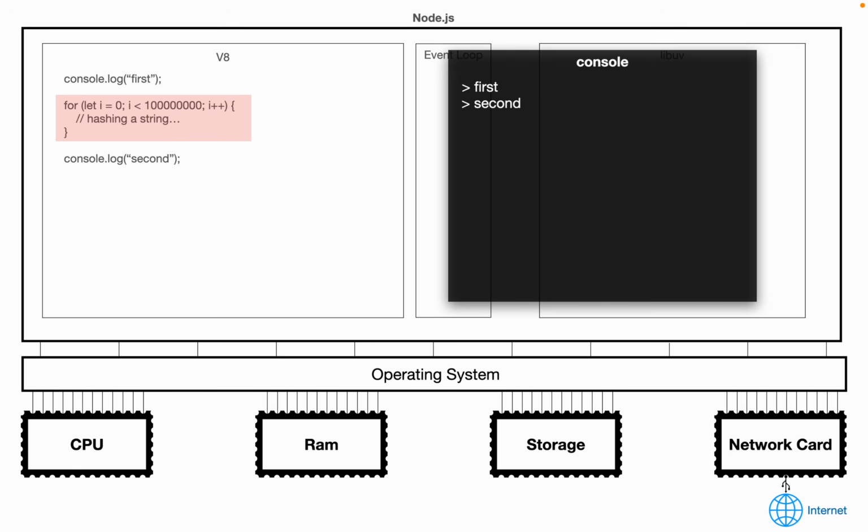So my whole process will become unresponsive until this for loop finishes. Now, unless you have set up multiple Node processes, or you're running this for loop in another thread, which we're going to talk about, your whole application will become unresponsive.